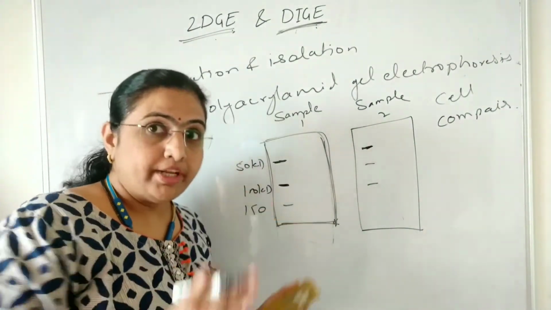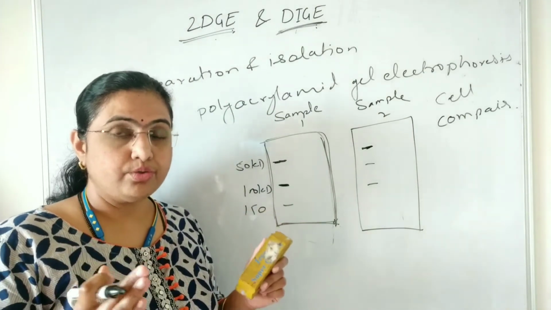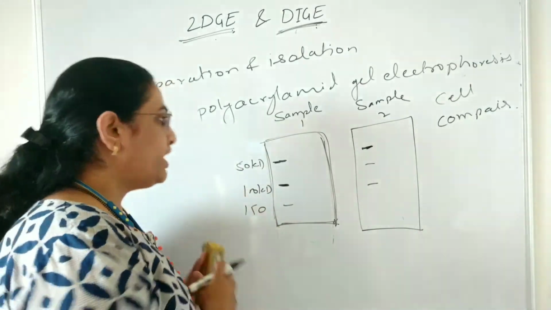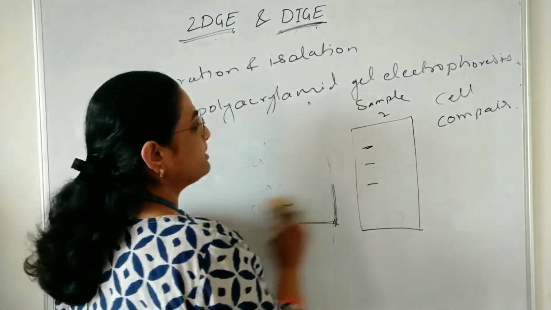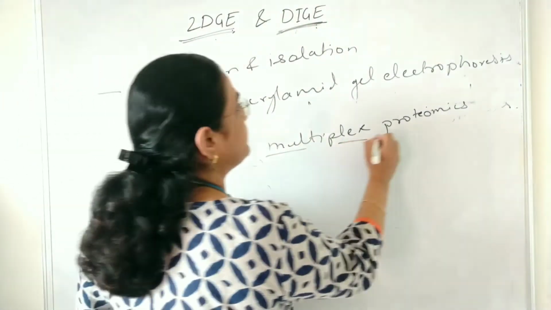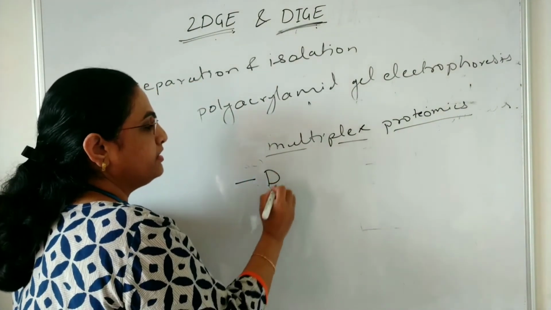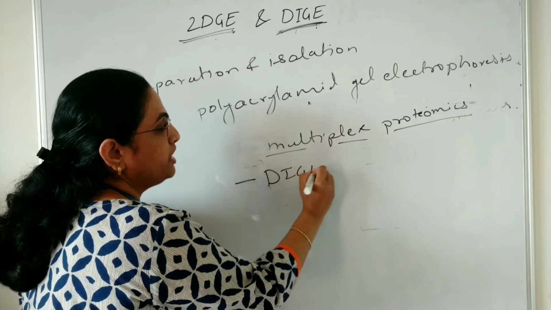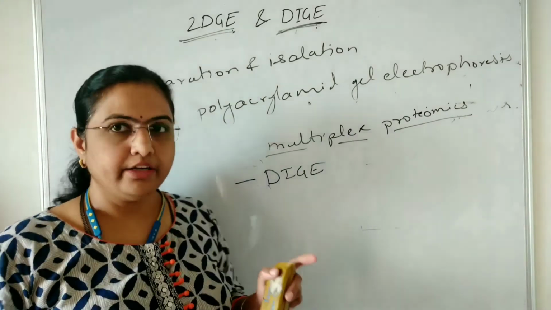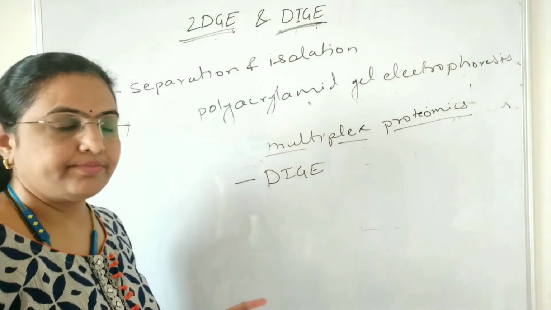Still, the problem that we have discussed is that the experimental conditions are going to differ, so there is a problem in the comparison of the two gels. For that purpose, the concept of multiplex proteomics came, and in that there is DIGE, the difference gel electrophoresis.